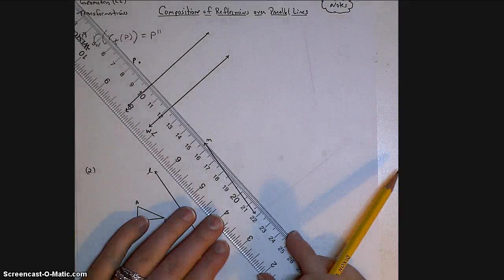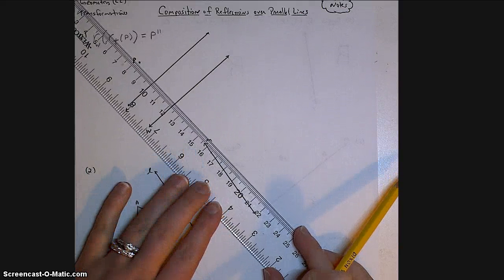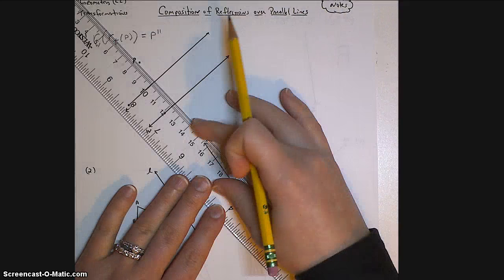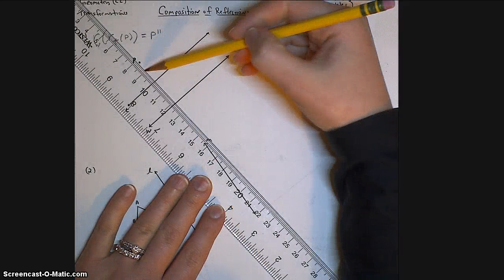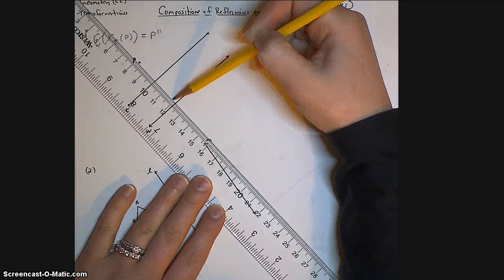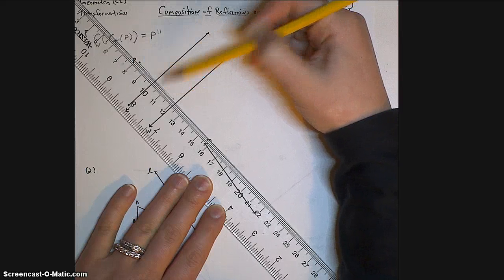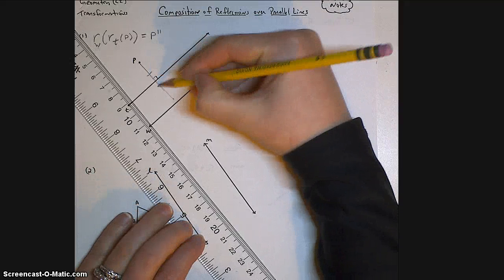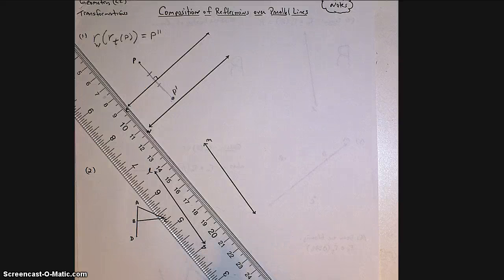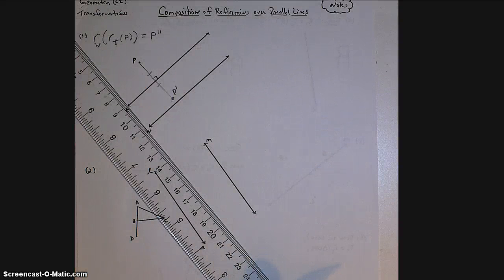So I'm going to line up my ruler at the 10 mark. Make sure it's lined up perfectly. And I can see it's about 1.8 centimeters away. And that's going to give me P prime.